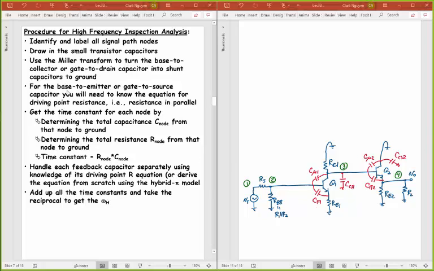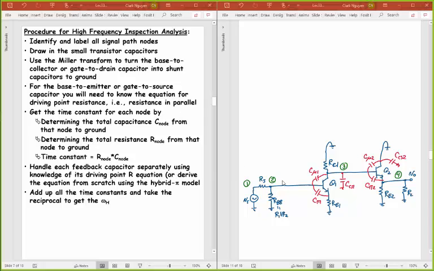For base to emitter capacitance, C pi 1 and C pi 2, or gate to source if we're doing MOS, which we'll do later, you'll need to know the equation. This is feedback, and there's nothing you can do about that in this case. You can't really do the Miller transformation well here because the gain is not high and it's not negative. So you have to memorize that equation, but I'll show you tricks later where you really don't.